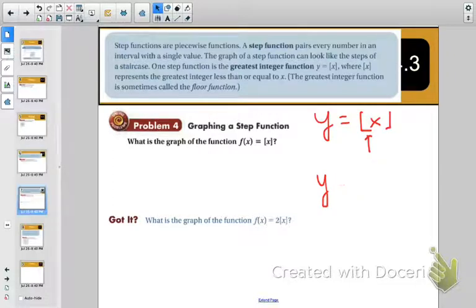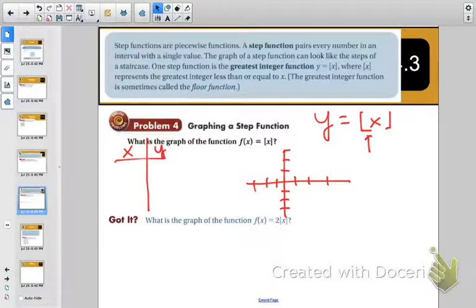Okay, so when you're graphing that, we'll go up to 3, 1, 2, 3, 1, 2, 3. So basically, like it says, the bracket x represents the greatest integer that's less than or equal to x. So if we plug in, let's start with negative 3. The greatest integer less than or equal to negative 3 is negative 3.